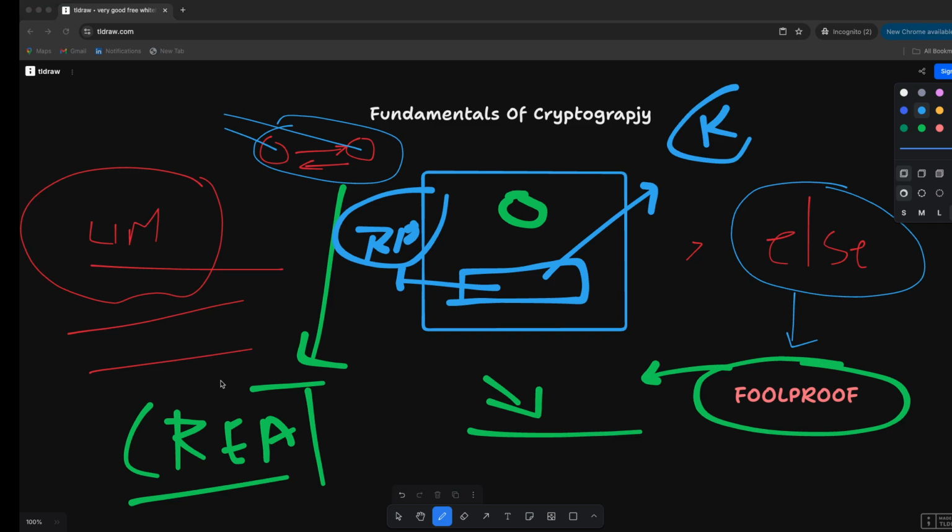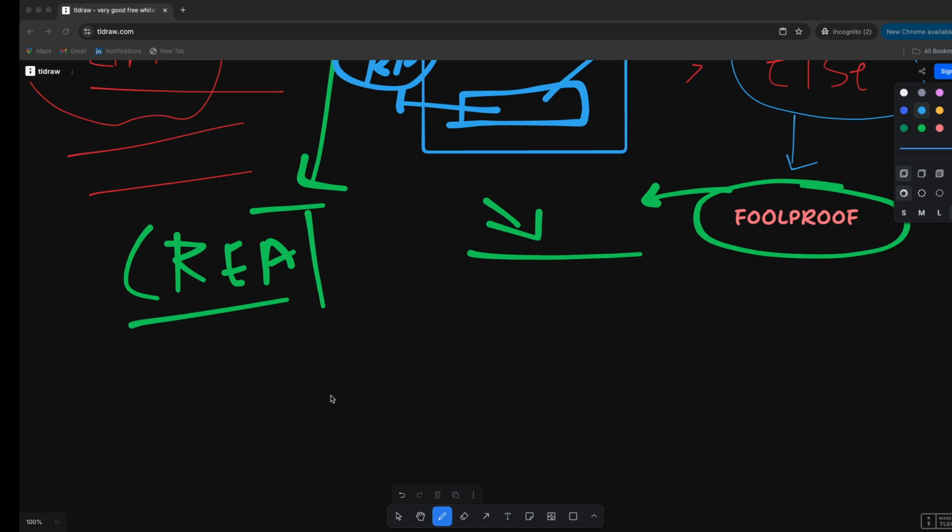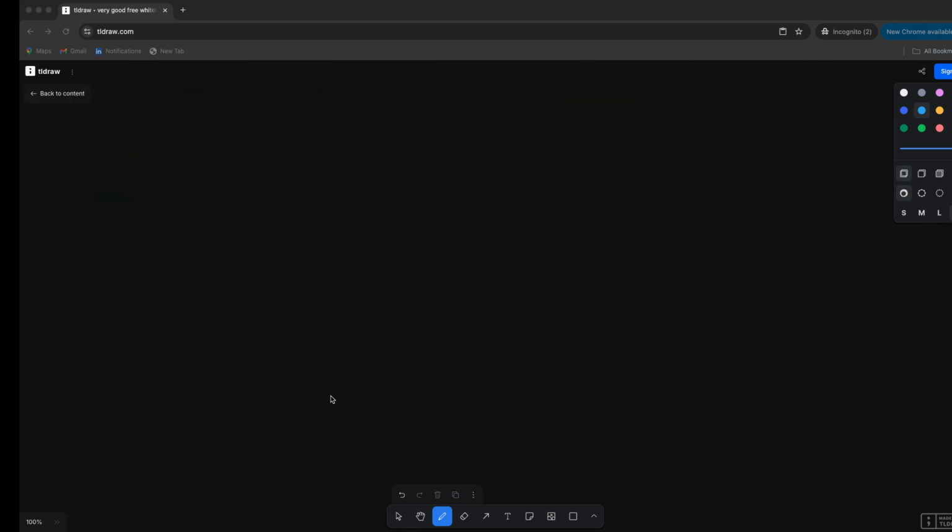For this we are going to use different types of methods, different types of mechanisms. The first thing that we need to study is message consistency. Suppose these are two people.